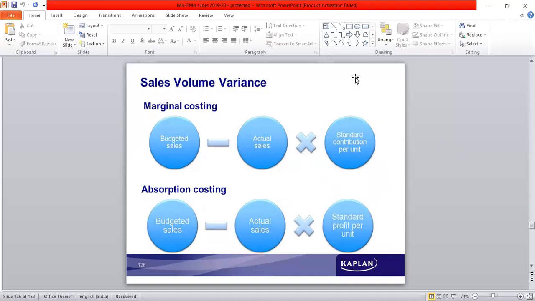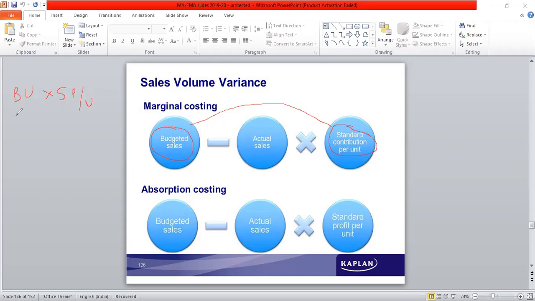So, sales volume variance is calculated as budgeted sales, that is the number of units, budgeted sales units, these are the units which are sold, minus the actual sales. See, budgeted sales into the standard selling price per unit. So, at what selling price do they sell? That is budgeted units into the selling price they have fixed, so selling price per unit, that is budgeted selling price per unit.